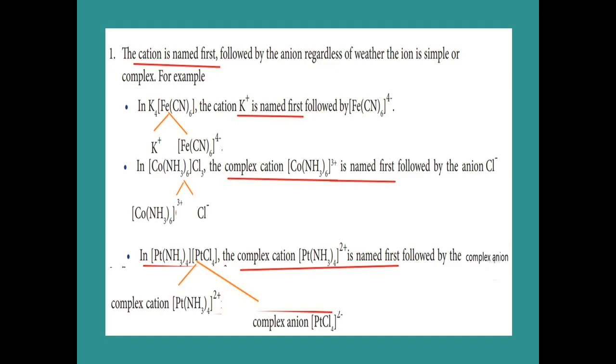Next, in the third example, both a complex cation and a complex anion are present. See that one. First, [Pt(NH3)4] becomes 2+ and [PtCl4] becomes 2-. We have to name the [Pt(NH3)4]2+ first because it is the complex cation.